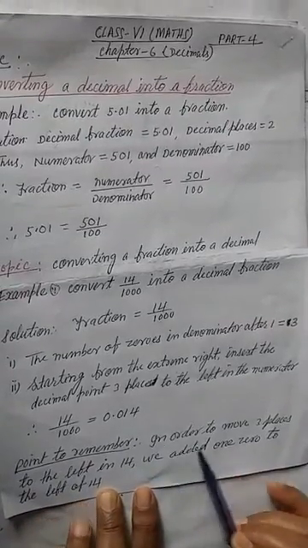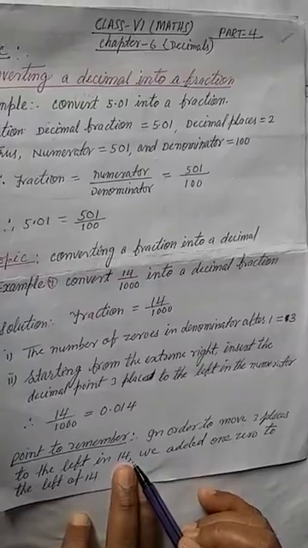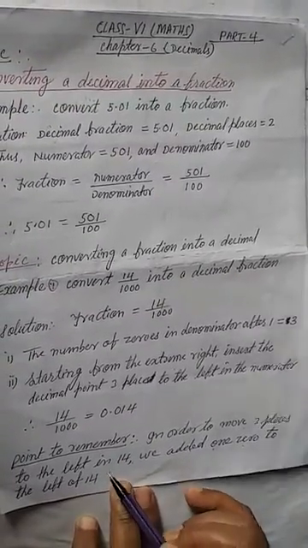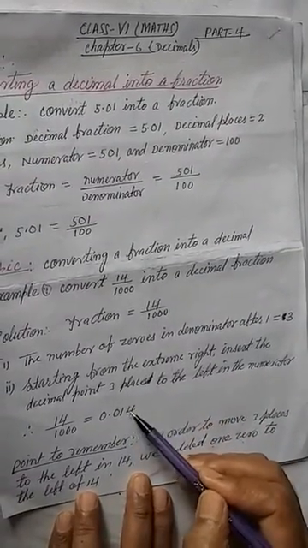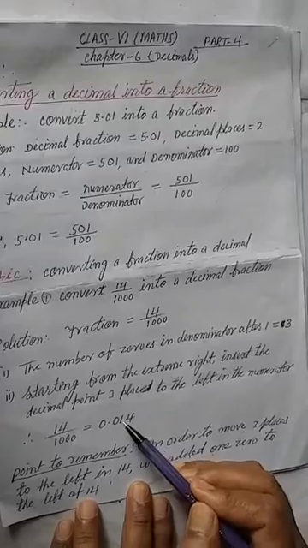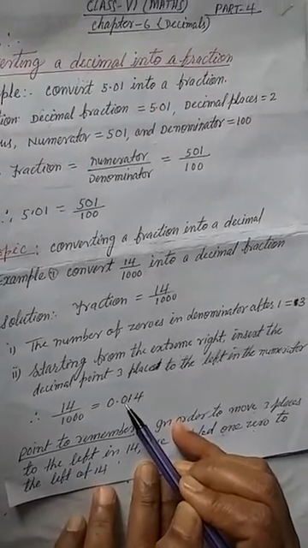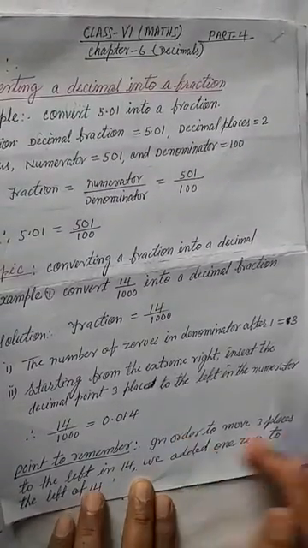Point to remember: in order to move 3 places to the left in 14, we added a 0 to the left of 14, because there are only 2 digits and 1 more is required, so we have to add this 0. In this way we can do it.